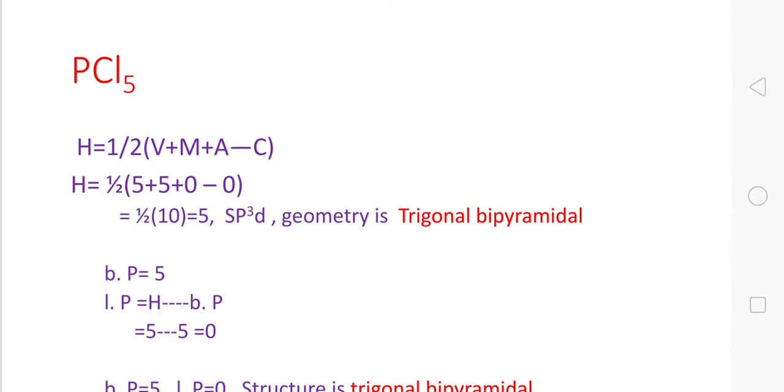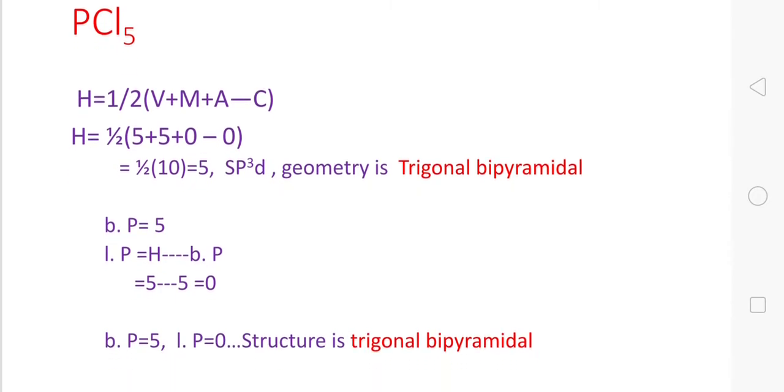So H is equal to the valence electron of phosphorus, 5. Good. The number of monovalent surrounding atoms is 5, because Cl is monovalent. It can give only one bond with other atoms. Is it a positive ion? No. Is it a negative ion? No. So A and C become 0. So the hybridization number is 5, the corresponding hybridization is sp3d, and the corresponding geometry is trigonal bipyramidal.